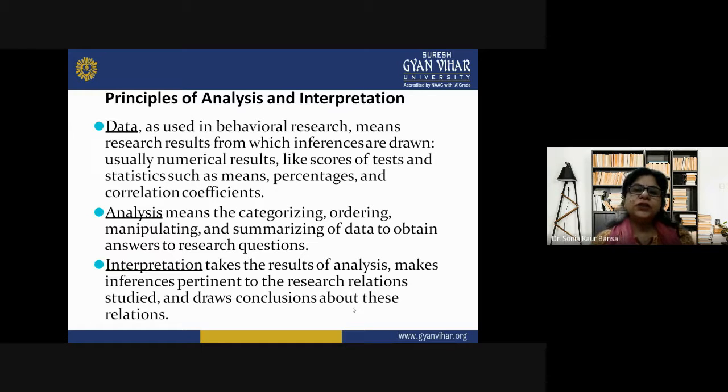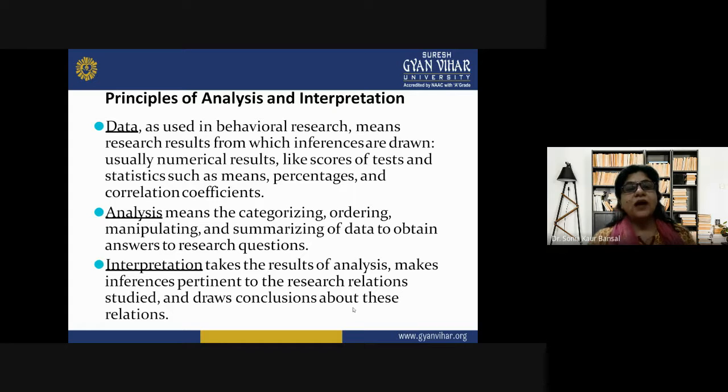Every researcher decides his research questions in the beginning, why he or she is doing the research work. So at the time of analysis, the research questions are kept in mind and interpretation is done accordingly. What was my objective for doing this investigation? What was my purpose? I will be taking care of all these things.